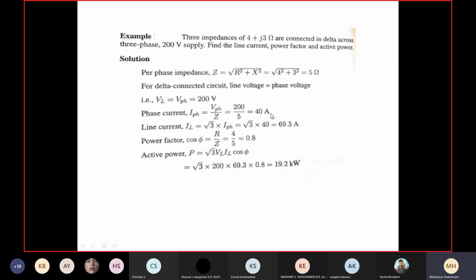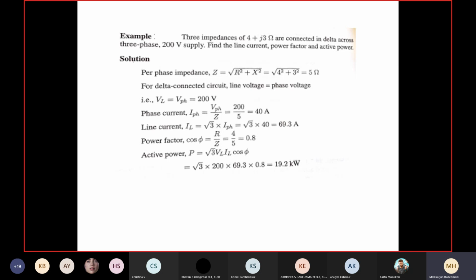So this is how the voltages were the same here, but currents were not the same. Line current was √3 times the phase current I computed. Then as usual, power factor is R by Z. I can do power in the three phases: √3 VL IL cos phi. When I substitute √3 into 200 into 69.3 into 0.8, it works out as 19.2 kilowatt. So it's very simple. These are the type of problems we get in three phase.